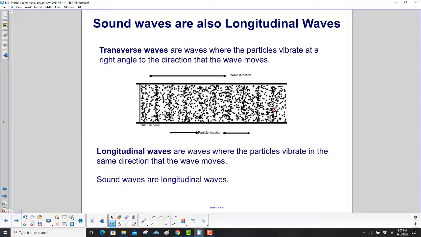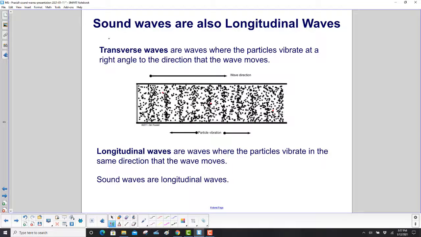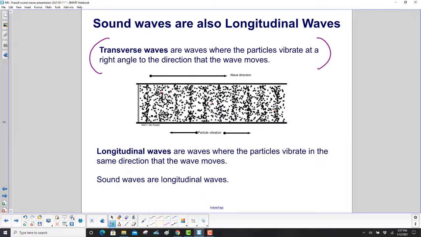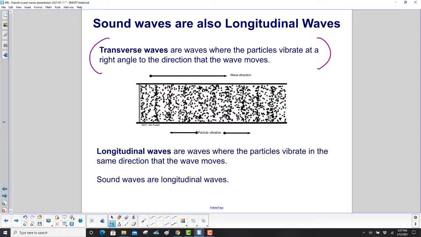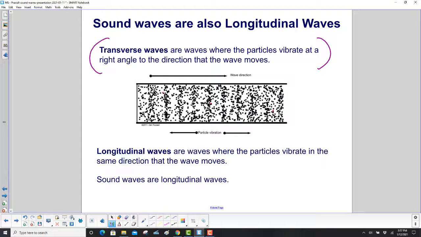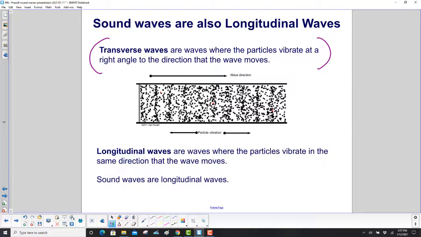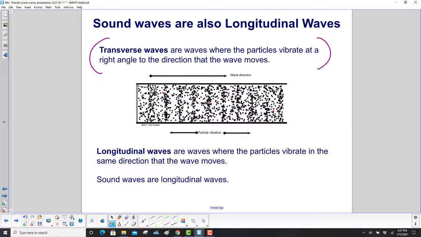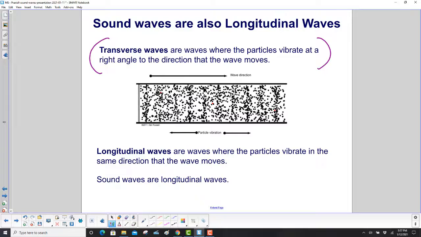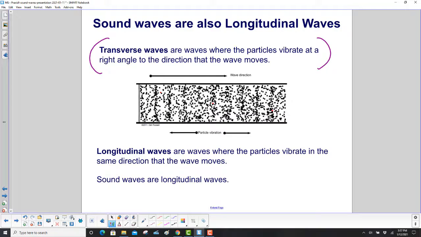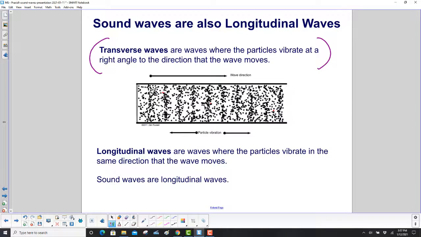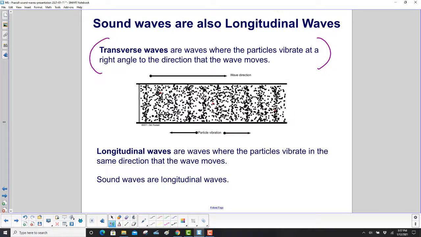Sound waves are longitudinal waves. Transverse waves, that's light. Electromagnetic radiation are transverse waves because the particles or the fields vibrate at a right angle to the direction that the waves move. But in this case, a longitudinal wave, the particles vibrate in the same direction that the wave moves. Sound waves are longitudinal waves.